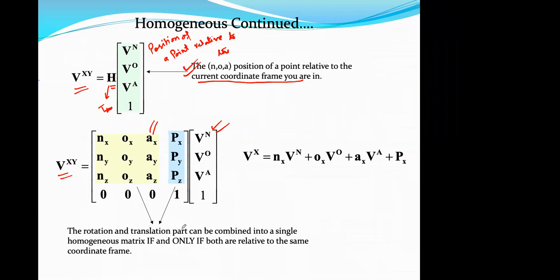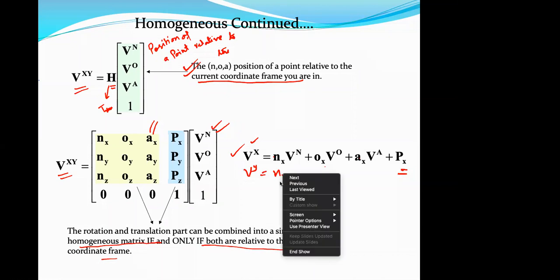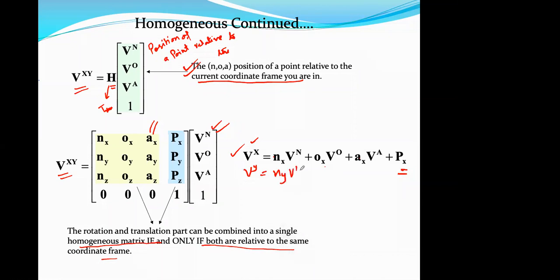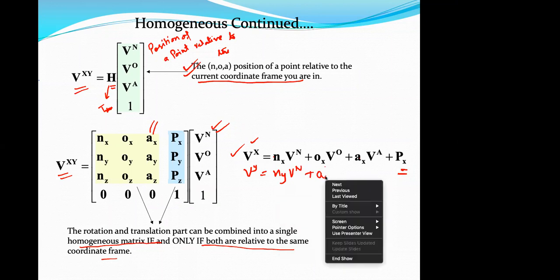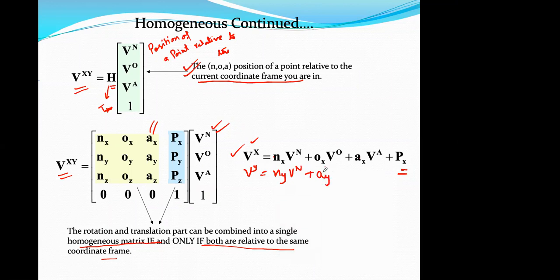The rotation and translation part can be combined into a single homogeneous matrix if and only if both are relative to the same coordinate frame. So it can be represented as Vx equals Nx Vn, Ox Vo, Ax Va plus Px. Px is the any positions. तो ये इस तरीके से आ जाएंगे. इसी तरह Vy क्या आएगा? Vy will be Ny Vn plus Oy Vo plus Ay Va plus Py.